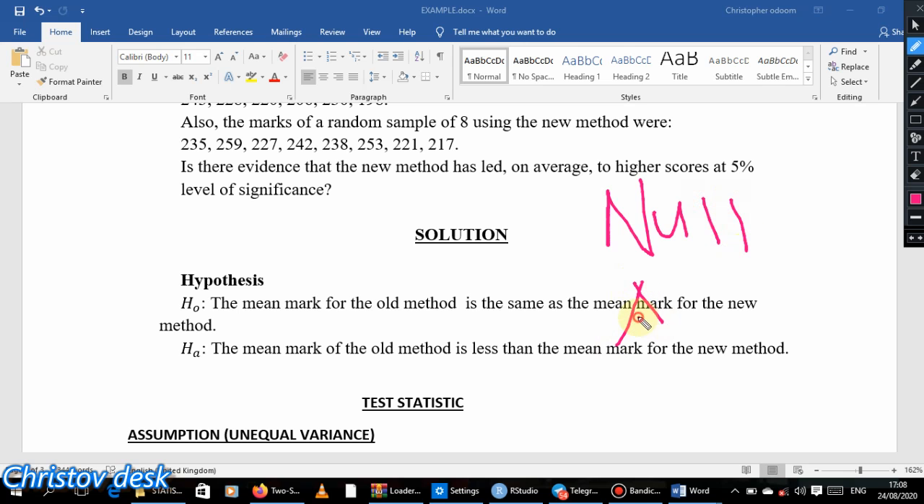So these are the two hypotheses you have to write, because these are the things that, at the end of the day, you are going to either accept or reject or fail to reject. So these are the things you have to be key on.